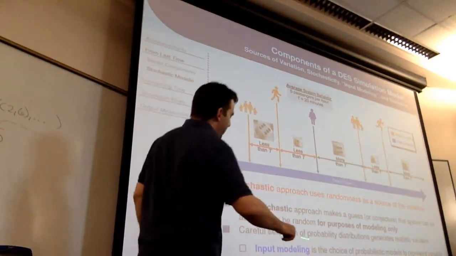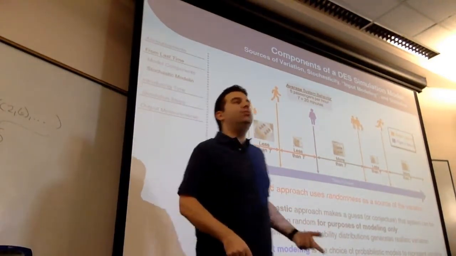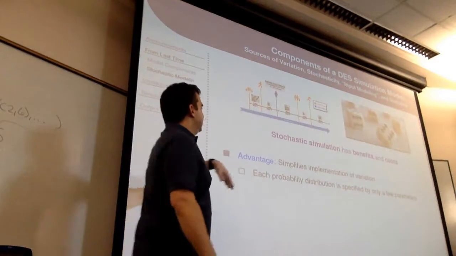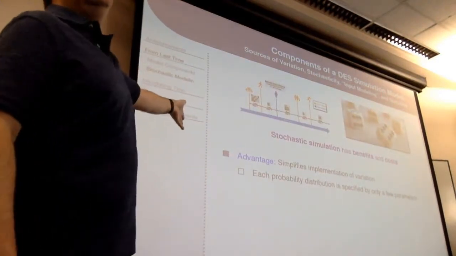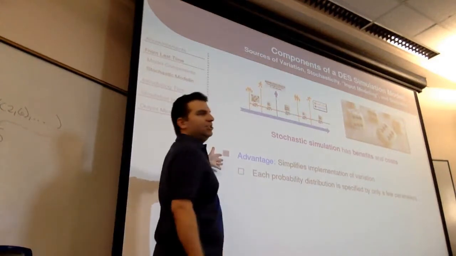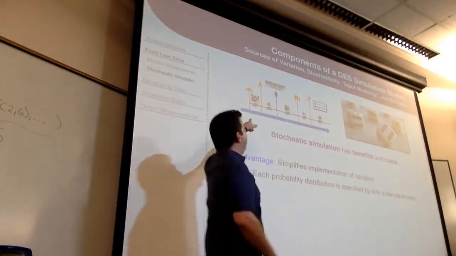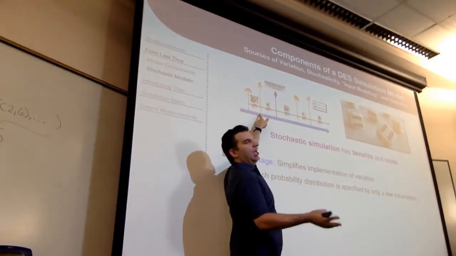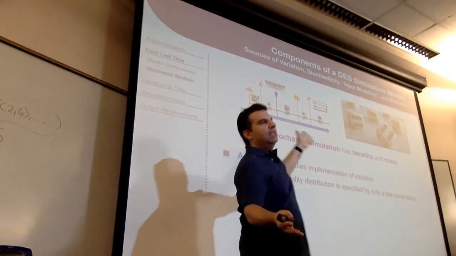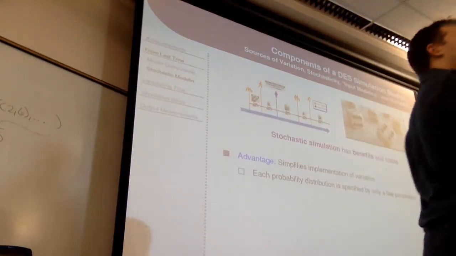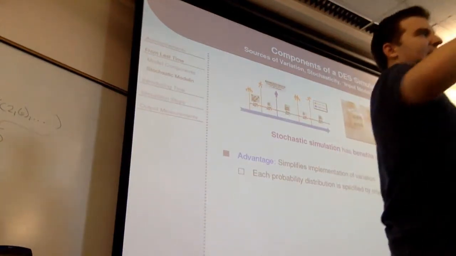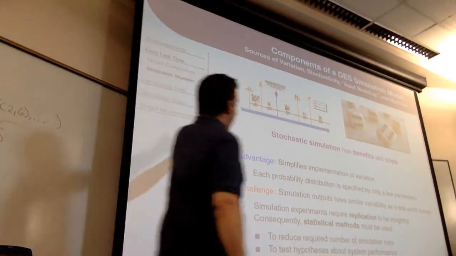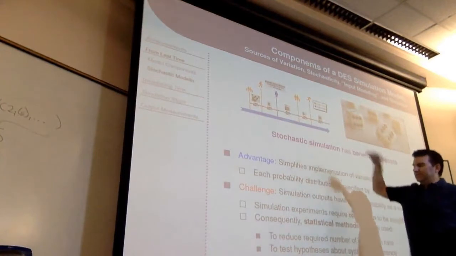And the process of input modeling is the process of choosing those distributions that adequately capture that input variation. The advantage of this is it greatly simplifies our simulation, because the variation we get from the distributions is not totally free, but it only costs one or two parameters. An exponential distribution only has one parameter, so we only have to nail down one thing in order to get all this variation.